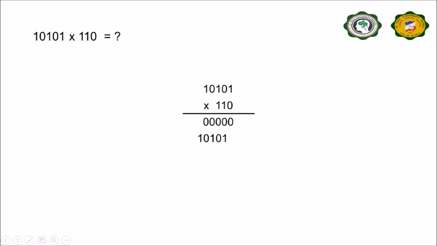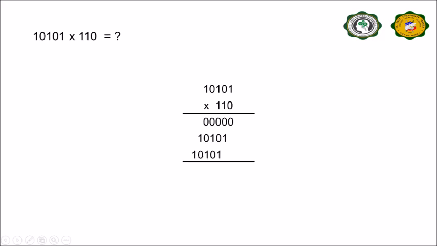So 1 times 1 is equal to 1. 1 times 0 is equal to 0. 1 times 1 is equal to 1. 1 times 0 is equal to 0. Then 1 times 1 is equal to 1. Then we follow the pattern. So we multiply the third number.